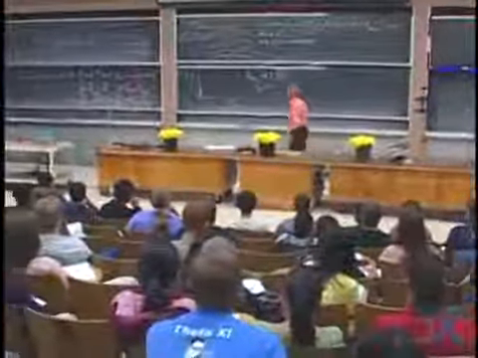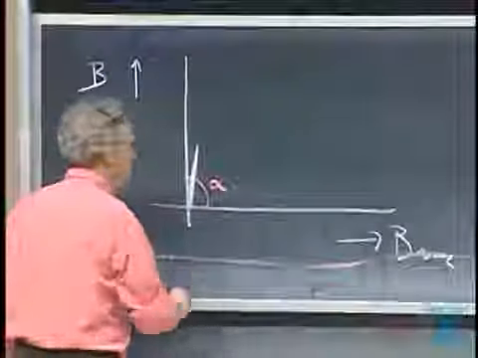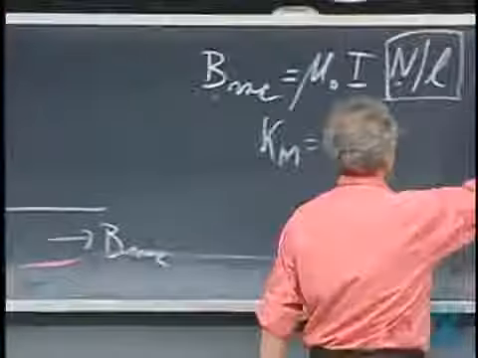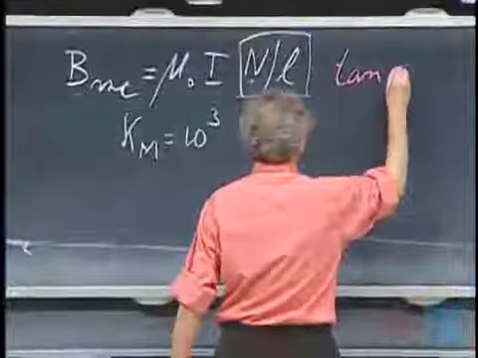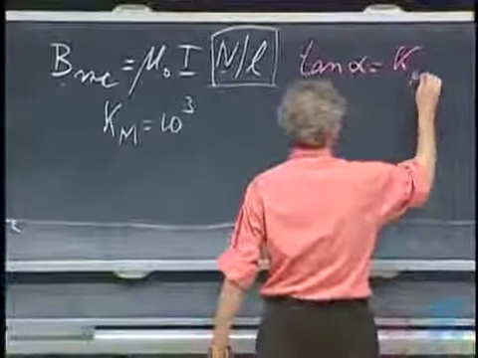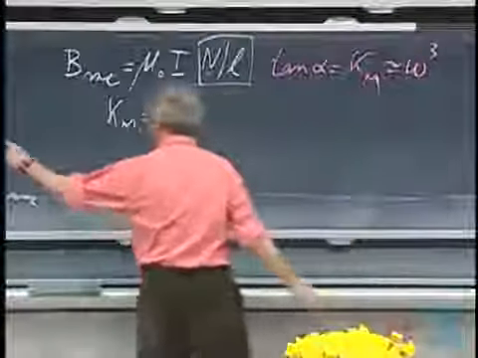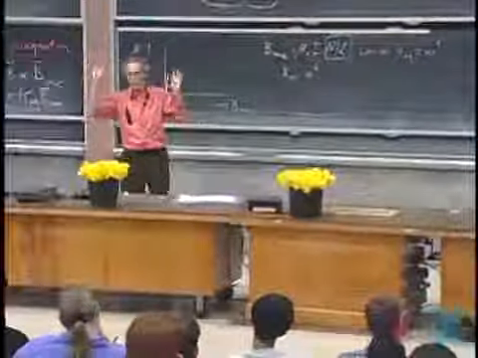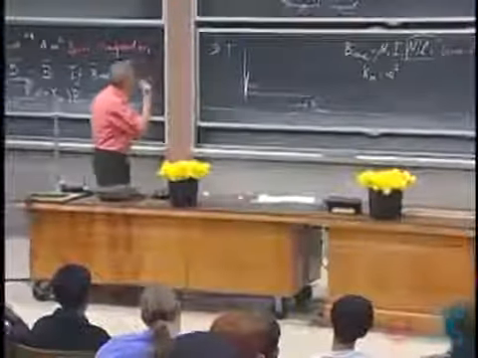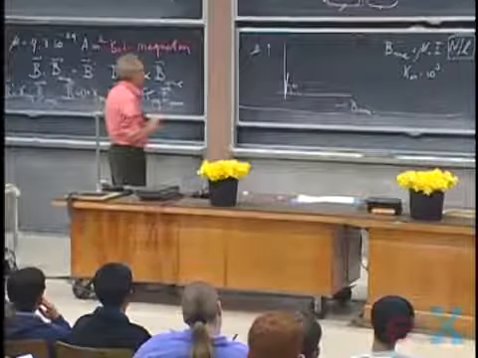So when I draw this line here, keep in mind that if I did it to scale, but I can't, then the tangent of alpha would be kappa of m, which in this case would be 10 to the third. And so this angle alpha is something like 89.9 something degrees. So I cannot do it to scale, keep that in mind.